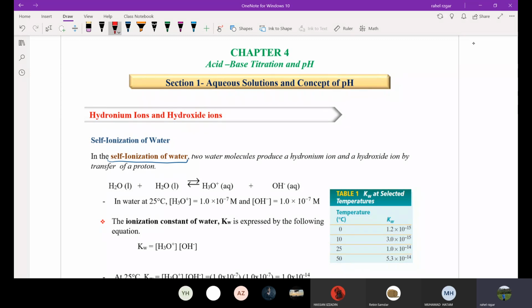Inside a water sample, where there are a lot of water molecules, 2 molecules at a time will react together to produce hydronium and hydroxide ion by transfer of a proton. For example, we have 2 molecules of water, H2O and H2O. One of them donates a proton, a hydrogen, to the other one. Then one of them becomes H3O, the other one becomes OH.